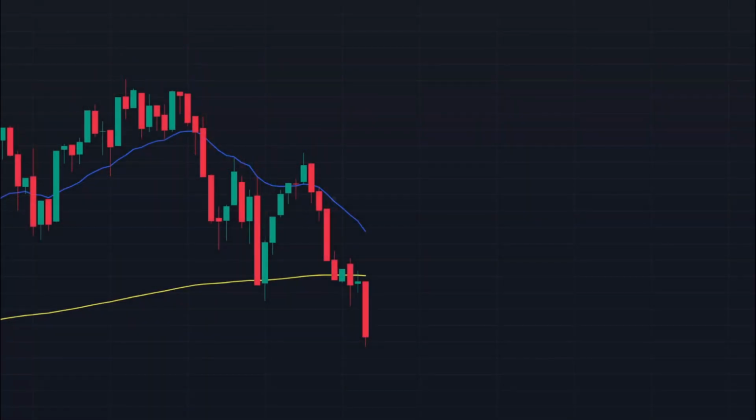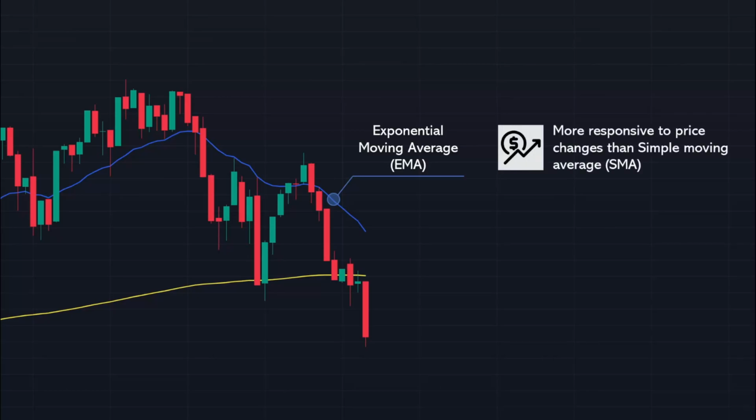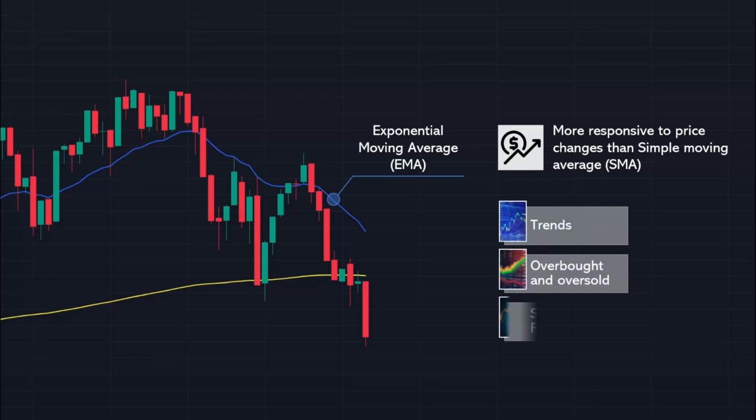The exponential moving average, or EMA, is a type of moving average that gives more weight to recent price data. This means that EMA is more responsive to price changes than other types of moving averages, such as simple moving averages. The EMA can be used to identify trends, overbought or oversold conditions, and support and resistance levels.